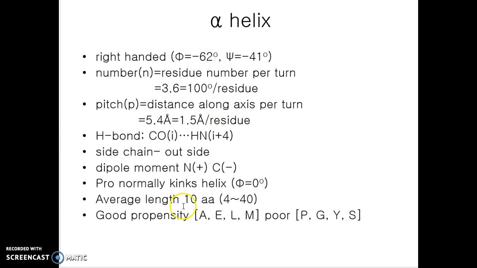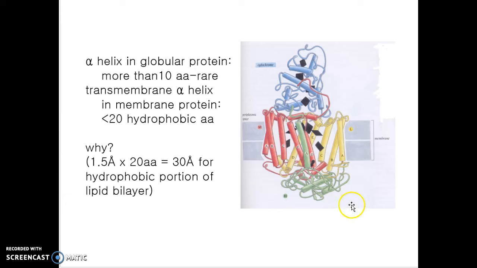The average length of an alpha helix consists of 10 residues, but it could vary from 4 to 40. Some residues are very good at making alpha helix, such as A, E, L, and M. Some are very poor, such as P, G, Y, S. Transmembrane domains also could form alpha helix.